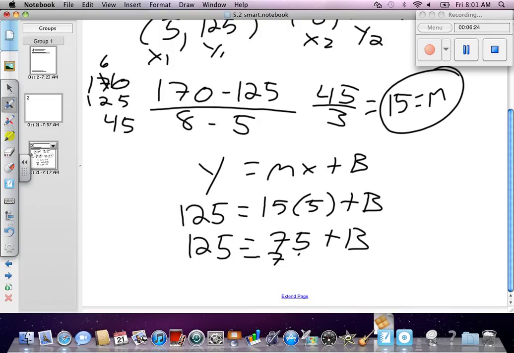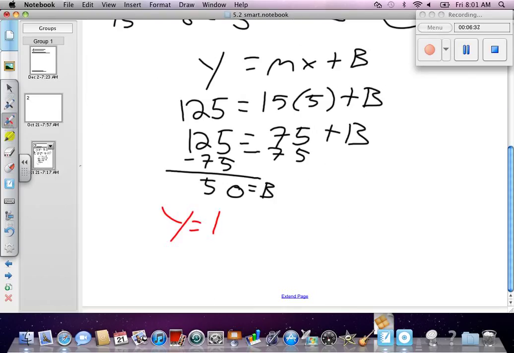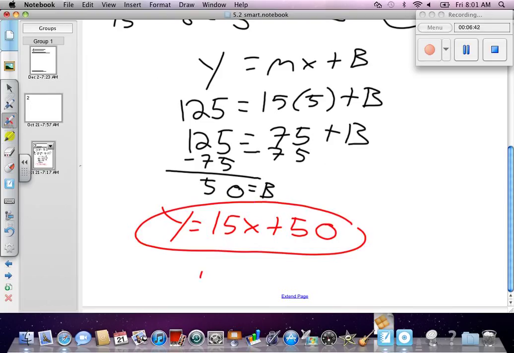So I'm going to subtract 75 from both sides. I get 50 equals b. So my final answer is y equals 15x plus 50. $15 is how much it costs me per race, and $50 is how much my membership costs.